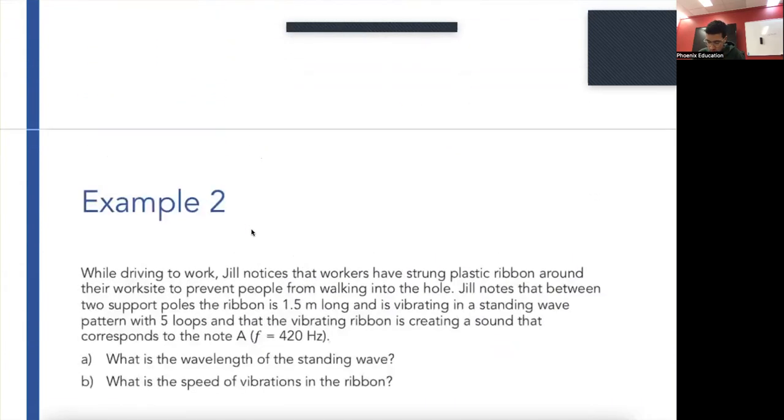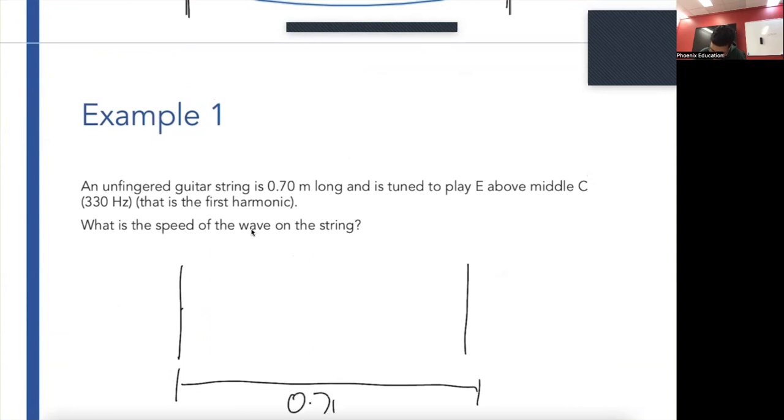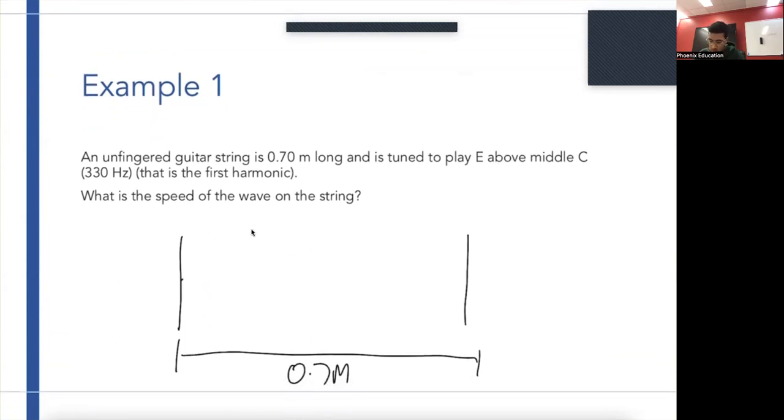So we'll go through this example. An unfingered guitar string is 0.7 meters long. So we draw a diagram, 0.7 meters long, all right? And it's played at 330 hertz, all right?